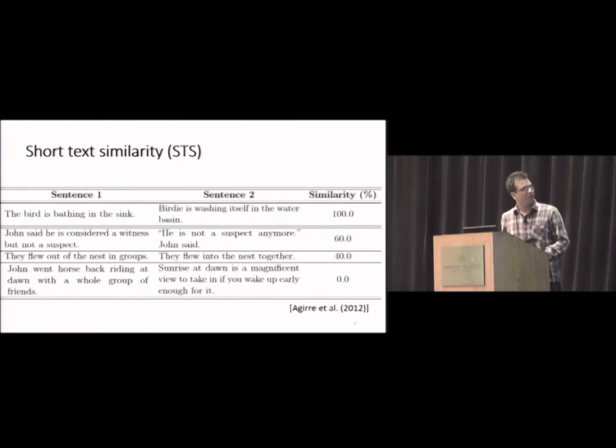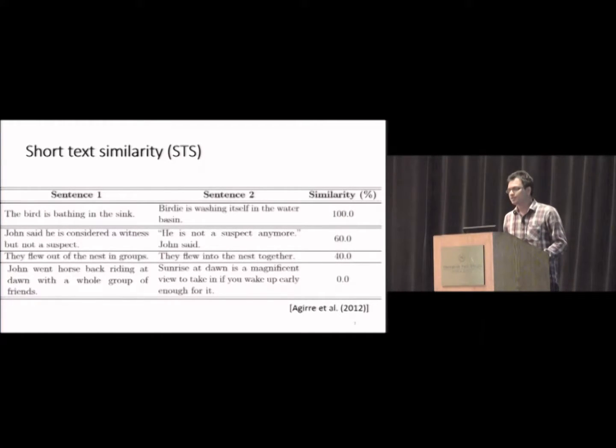So here's an example of the task of short text similarity, or STS. Given two short text snippets, most of the time sentences, the task is to compute a score that represents the degree of their semantic similarity. These are examples of human annotations of short text similarity taken from the SemEval STS task. Given such annotations, the goal for a model is to learn to compute such scores.